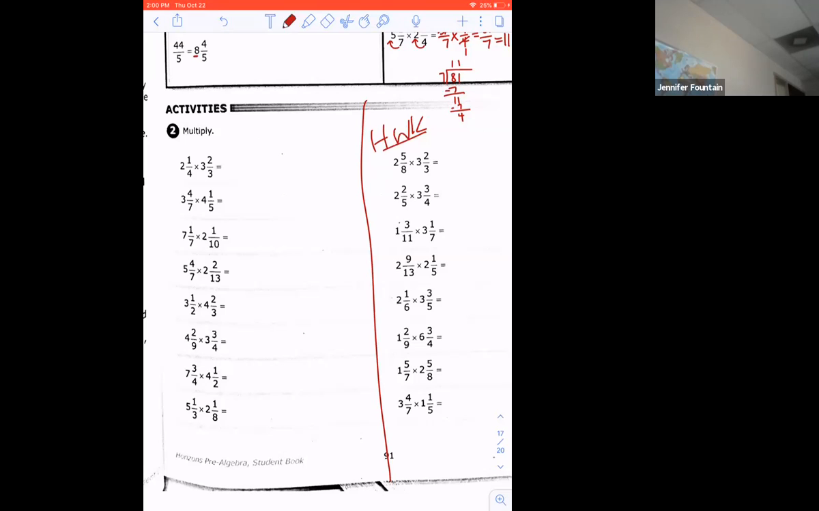What about 7 and 21? Can I cancel those? What times what is 21? 7 times 3, right? Okay. So 21 divided by 7 is 3. 7 divided by 7 is 1. So now I have 5 times 3 is 15 over 1 times 1 is 1. And 15 over 1 equals 15.